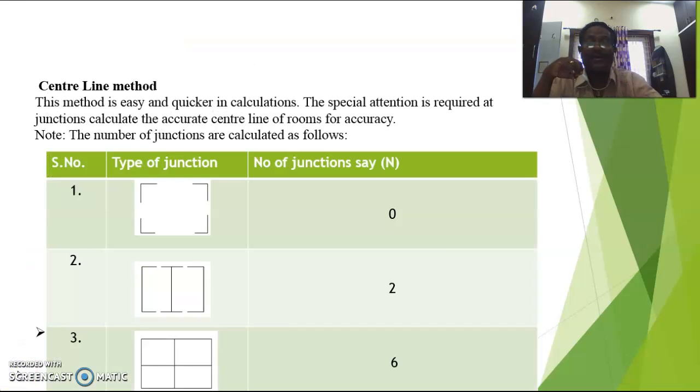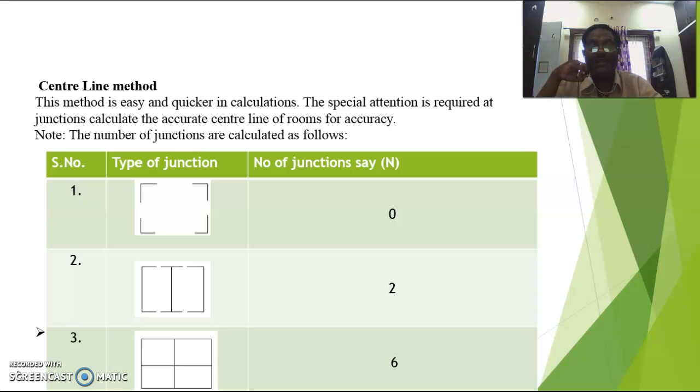The second method is called the center line method. This method is easy and quicker in calculation. Special attention is required at junctions. Calculate the accurate center line of rooms for accuracy. But this method is one of the easiest methods in calculation of the detailed estimate or quantity of items of work in construction.